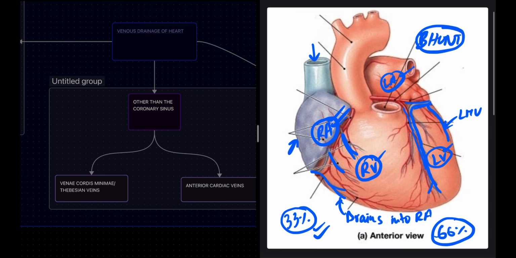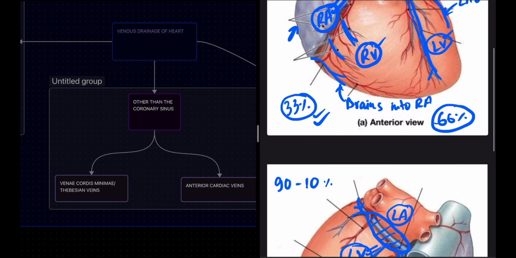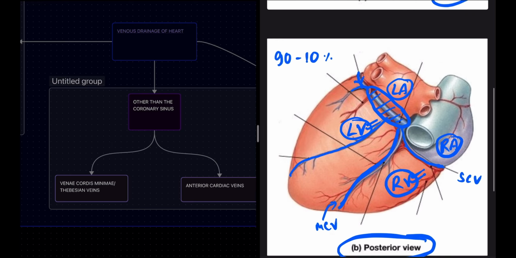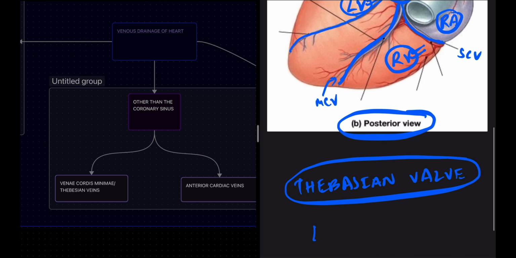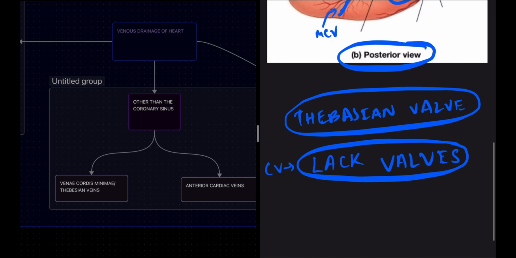The venous system of the heart generally follows the course of the coronary arteries. However, venous anatomy shows greater variation compared to arterial anatomy. And also there is a very interesting fact, that is, unlike the arteries, the cardiac veins lack valves. This is a very important thing to remember, that the cardiac veins lack valves.